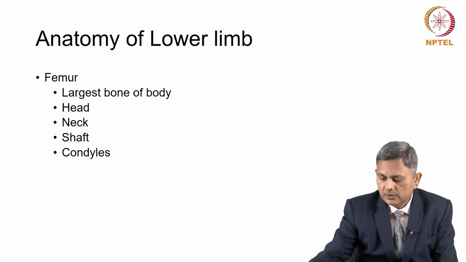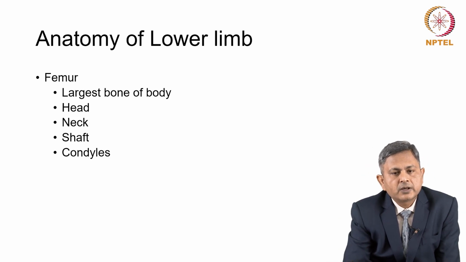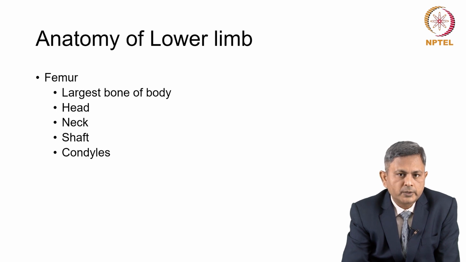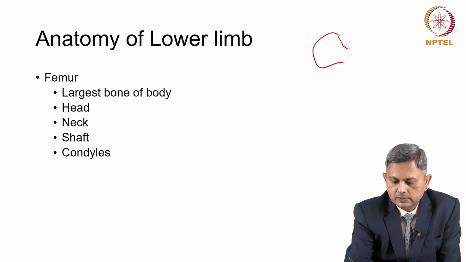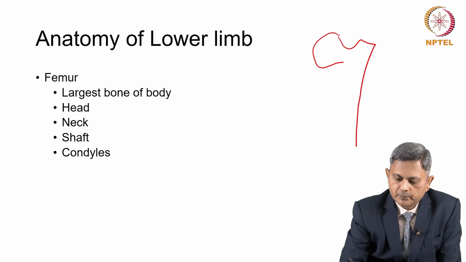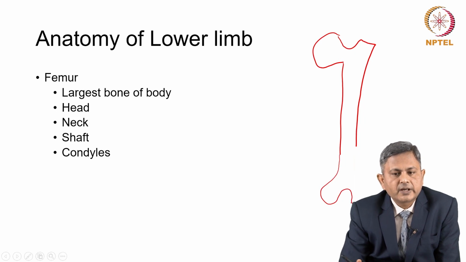Femur is the largest bone of our body. With the pelvic girdle it makes the hip joint, and with the tibia and fibula it makes the knee joint. It has a head, neck, shaft and condyles, one medial and one lateral condyle.